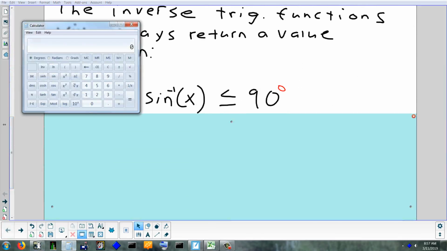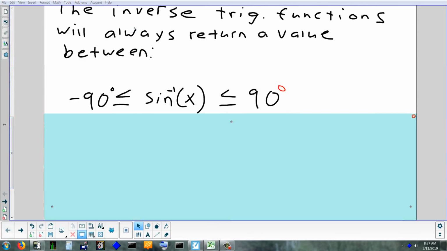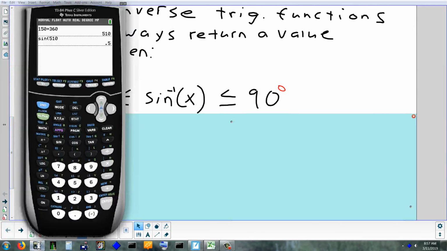Well, cosine has the same problem. Okay? The graph of cosine kind of looks like a wave again. Let's take the cosine of, let's do 30. And I get that number. All right, now let's do the cosine of 330.